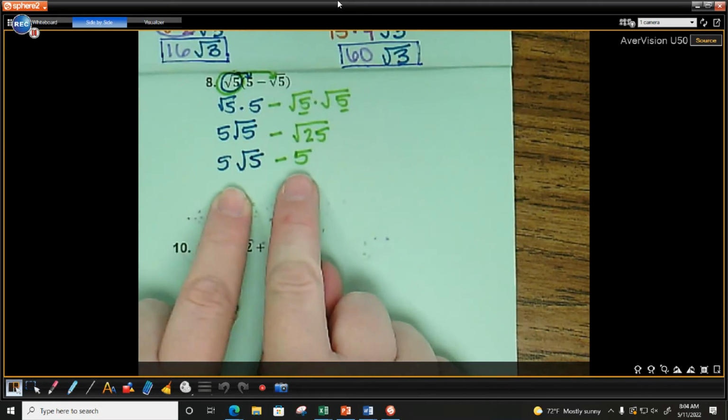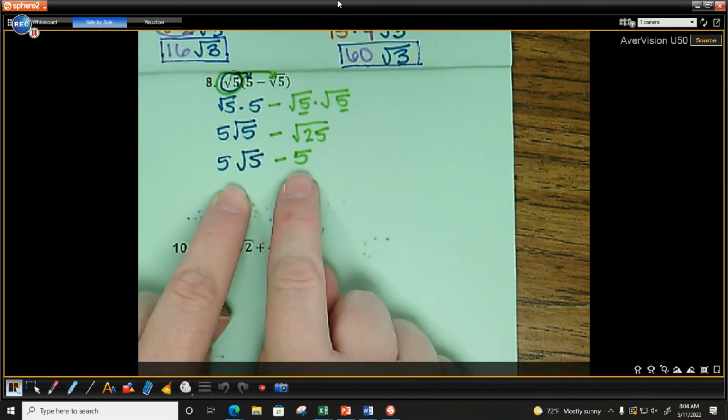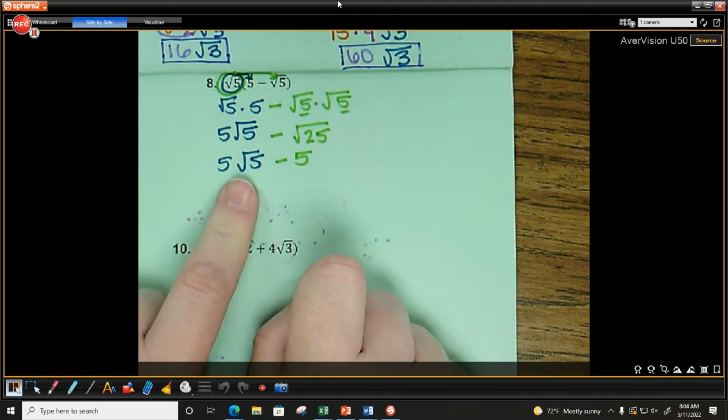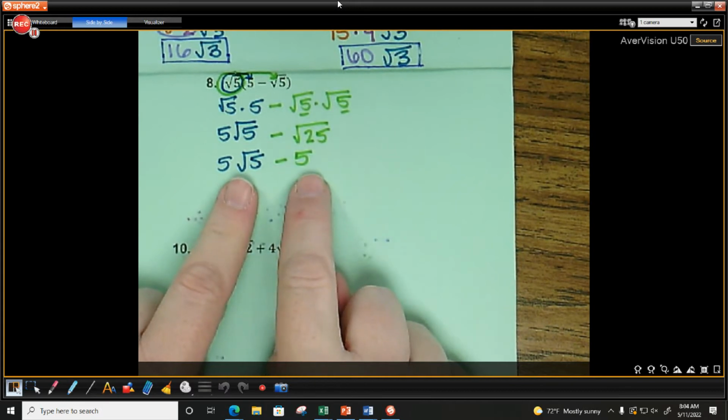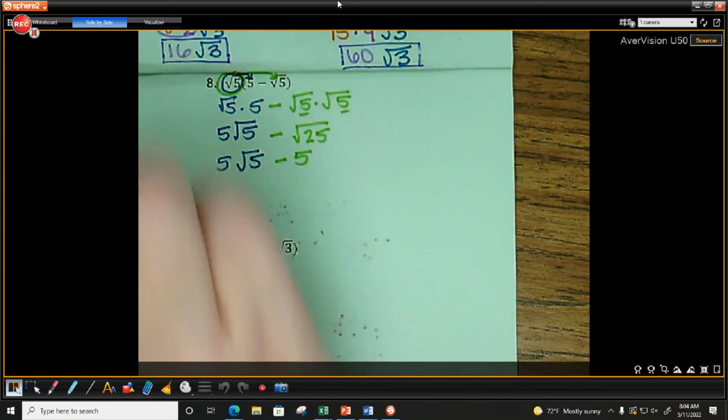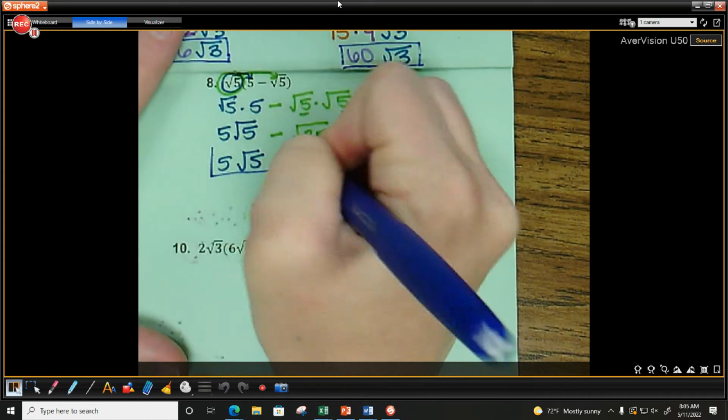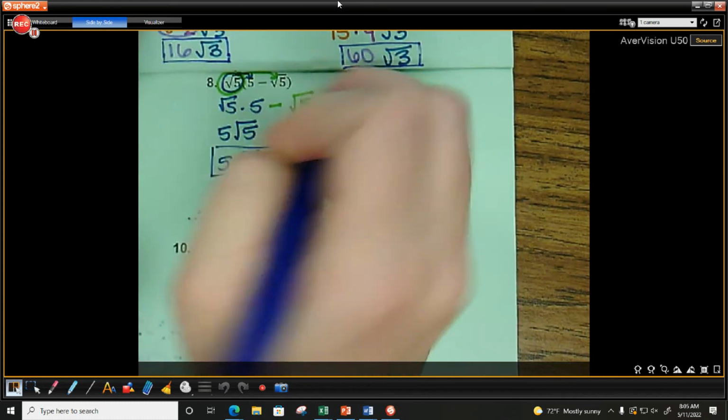Are these like terms? Why not? They don't both have a root 5 radical. This has a root 5. This doesn't even have a radical. So I am done. But can you subtract the 5? No, because they're not like terms.